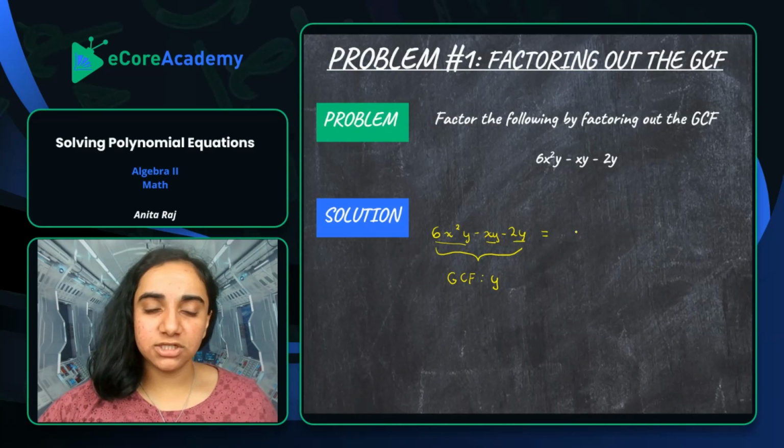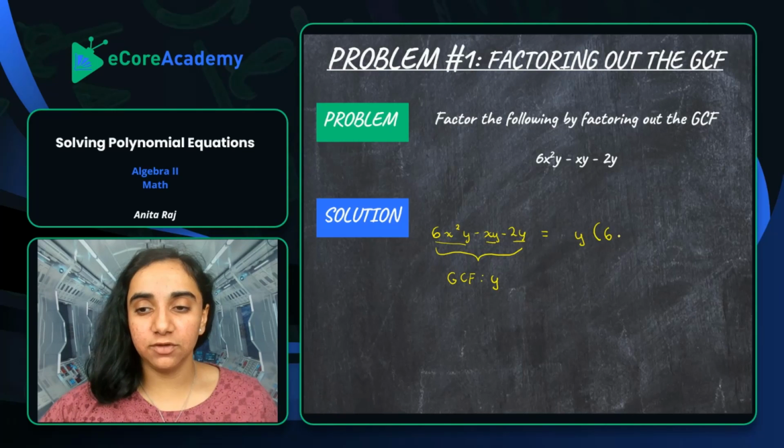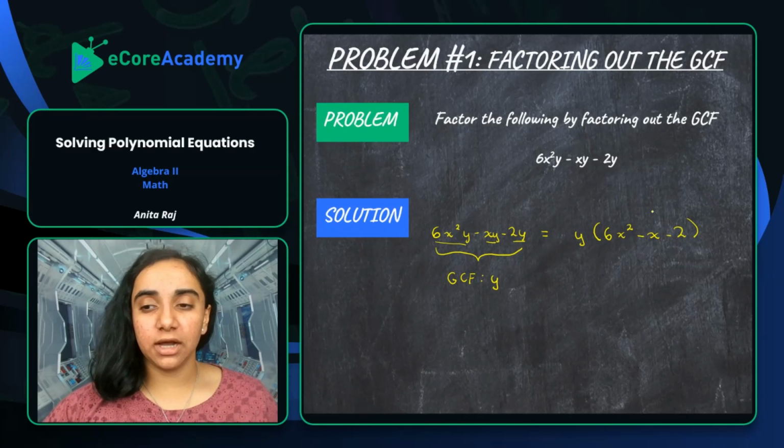So if I pull out the GCF, I'm going to rewrite this as y times 6x squared y divided by y. It's just going to leave you with 6x squared. Negative xy divided by y is just going to leave you with a negative x, and then a negative 2y divided by y is going to leave you with a negative 2, and here we got a more simplified quadratic trinomial. Now we're going to factor this with our guess and check method, with our quadratic trinomial method.